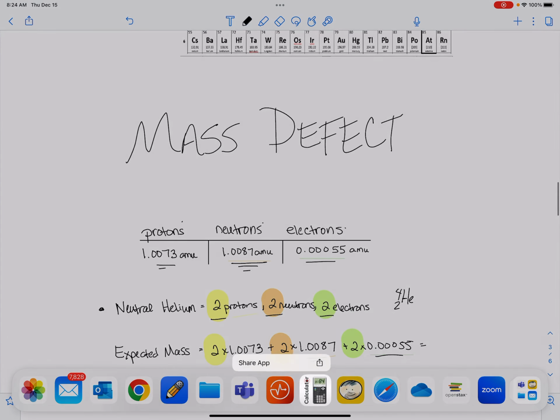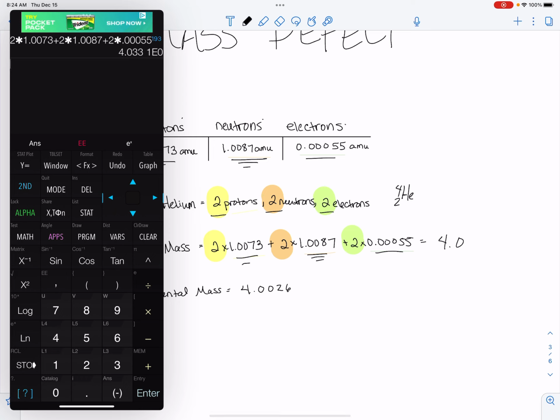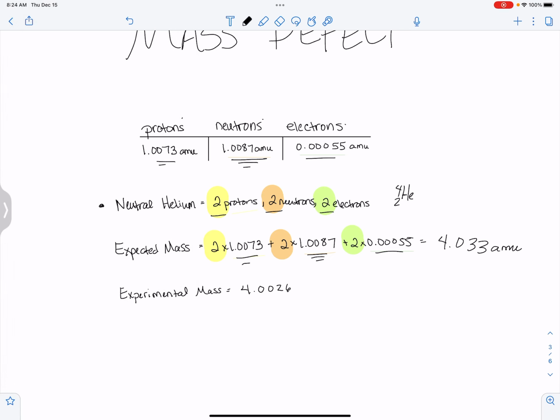I have my calculator going on. 2 times 1.0073 plus 2 times 1.0087 plus 2 times 0.00055. I put that in, and I get that the value is 4.033 AMUs. Look what happens when you actually experimentally determine it, though. You get this number. So there is a difference between the mass of all those particles together and the experimental mass.